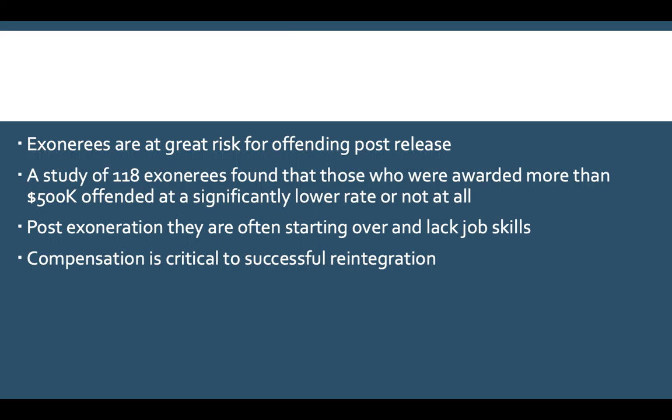Exonerees are at great risk for offending post-release. A study of 118 exonerees found that those who were awarded more than $500,000 offended at a significantly lower rate or not at all. So remember that they're often starting over and lack job skills, and so that compensation is critical to their successful reintegration into society.